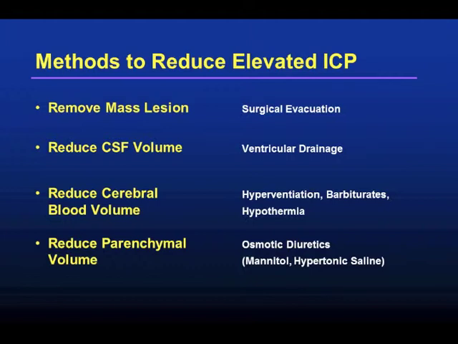Well, number one, at the heart of it, we can remove a mass lesion. Call your friend the neurosurgeon. And as I'll tell you later, surgical intervention, whether it's removing a mass lesion or draining CSF volume, is at heart the primary therapy that we think about first, and we always continue to think about when we're managing elevated ICP. We can reduce the cerebral blood volume with hyperventilation, which causes vasoconstriction, and we can reduce it further with deep barbiturate anesthesia or with hypothermia.